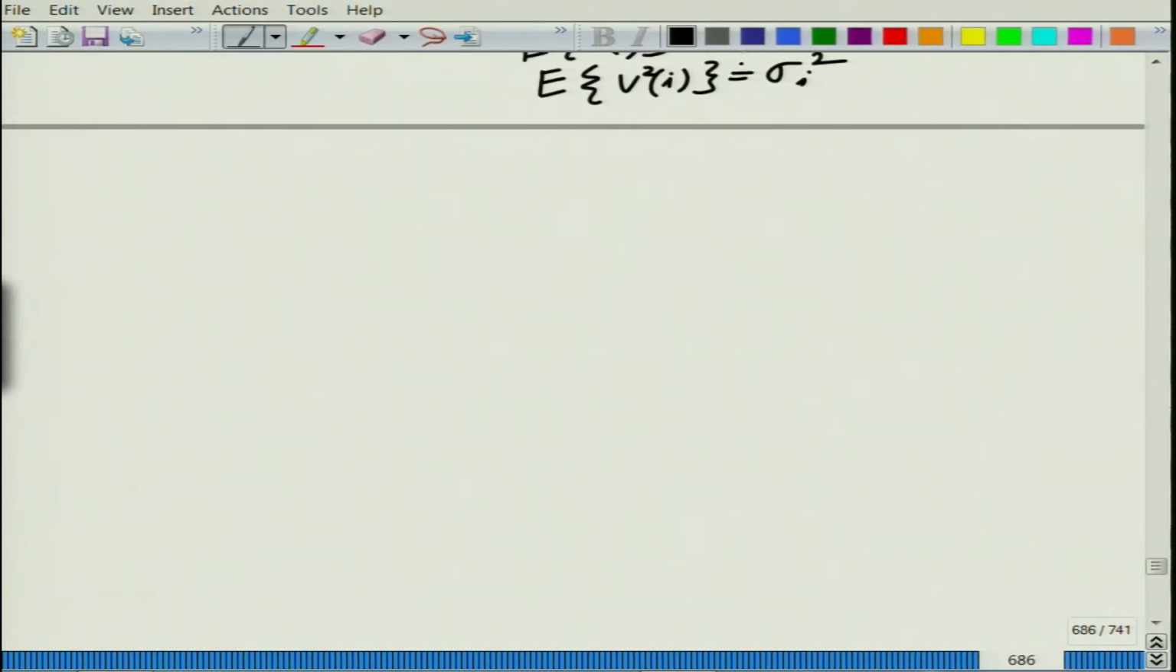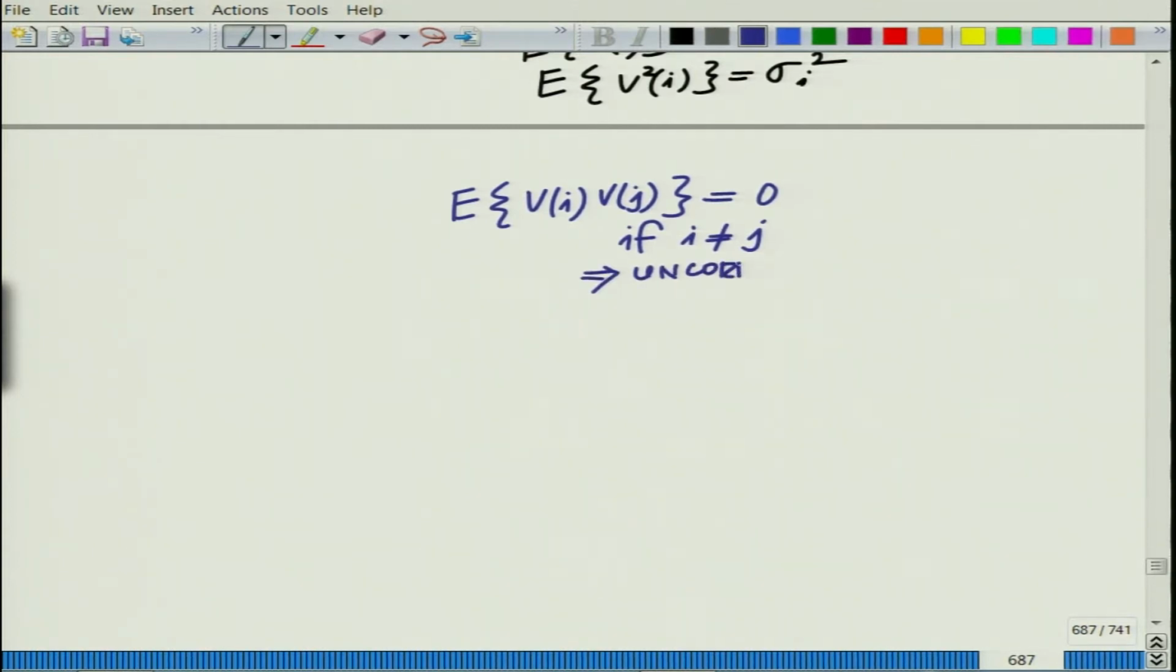And now if you look at the correlation between these noise samples, the expected value of Vi times Vj is equal to 0 if i is not equal to j, which implies uncorrelated noise. Because the noise is Gaussian, it is also independent. For Gaussian random variables, if they are uncorrelated, then it also follows that they are independent. That is a property of the Gaussian.